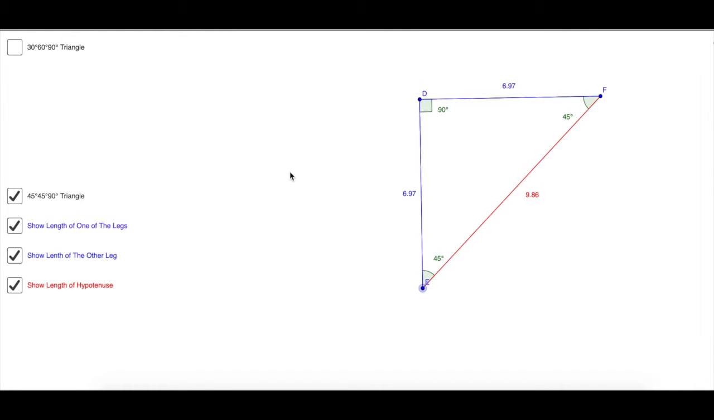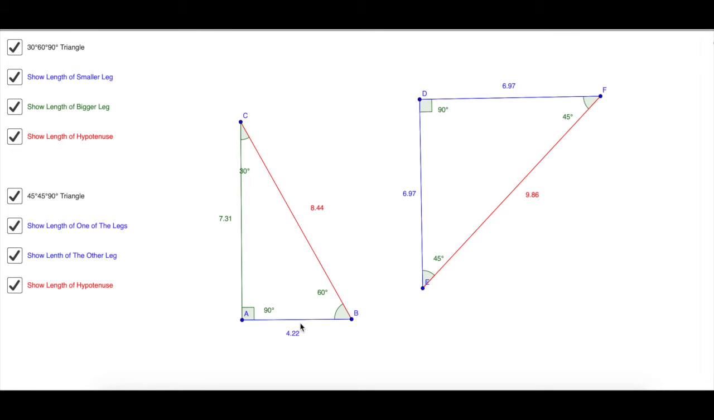Okay, so those two patterns: 1, 2, radical 3. The hypotenuse is double the short leg in a 30, 60, 90. The long leg is the square root of 3 times bigger. And for a 45, 45, 90, the legs are the same, and the hypotenuse is the square root of 2 times bigger. Well, what happens if you were given the hypotenuse?